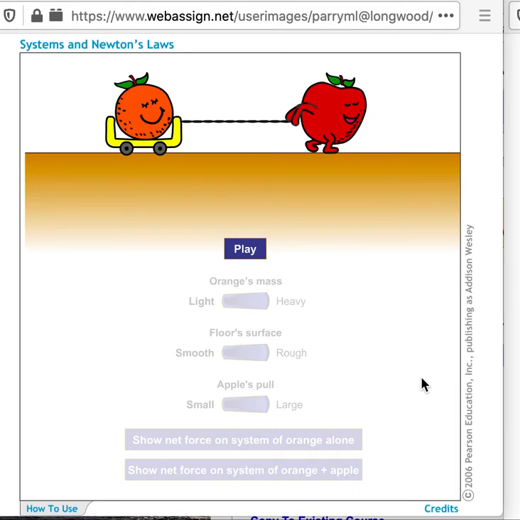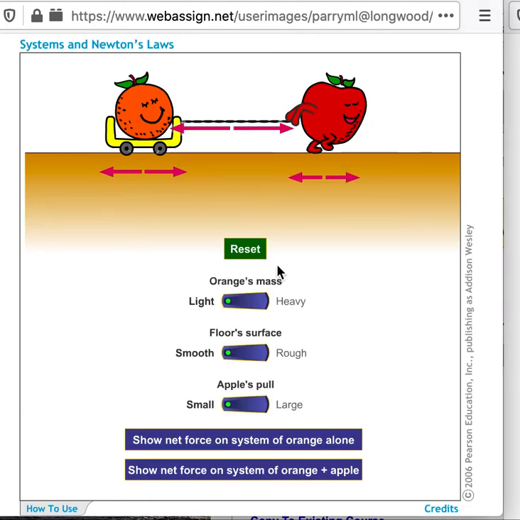Again, we consider the interaction between the apple and the orange, and so we will hit the play button and the forces appear. So we know that the apple is exerting a force on the orange, and in this particular case we are now going to increase the mass of the orange. So notice that the apple is still pulling the same way. Watch his feet and notice what happens when the orange's mass becomes larger.